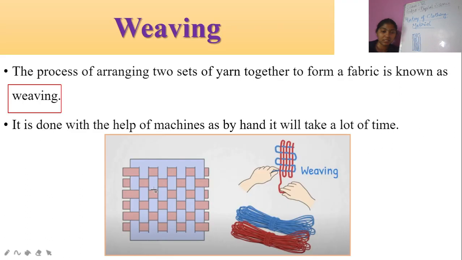See, the person has completed this activity as he gets the mat-like structure, right? So this process is called weaving. The process of arranging two sets of yarn together to form a fabric. So students, this is an important point.